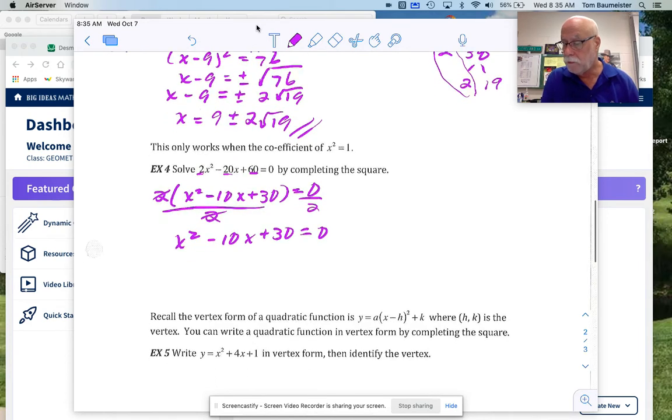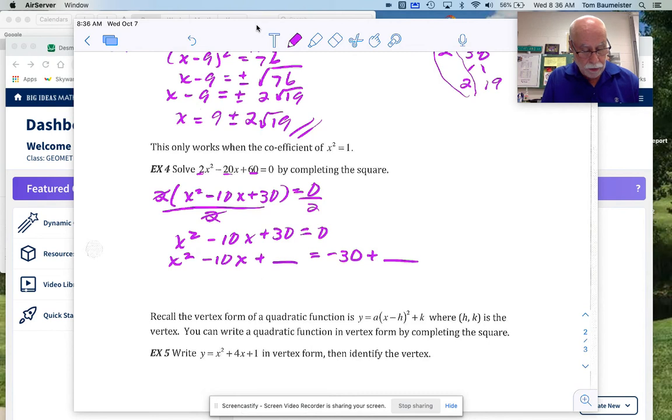Okay? So now I'm going to do the same thing here. I'm going to take x squared minus 10x, I'm going to put it by itself. So I have to move that 30 over. And I'm going to put in a blank there. I'm going to move that 30 over so it becomes negative now. And I'm going to add a blank on this side too.